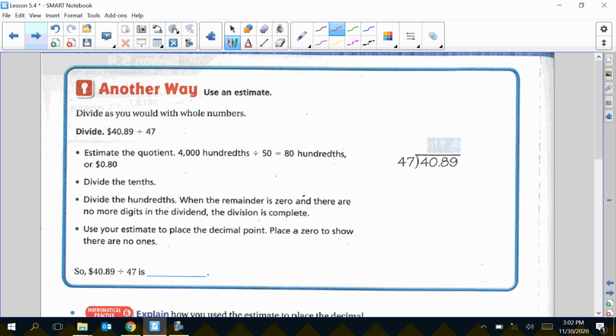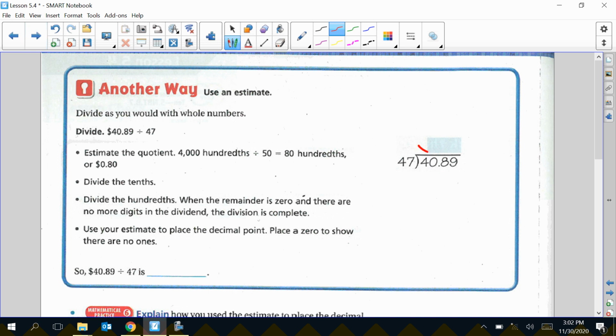When we turn to the next page, it says divide as you would with whole numbers. So we're going to divide 40 and 89 hundredths divided by 47. Now again, we're not going to worry too much about the estimate, but we are going to just go ahead and divide like it were 4,089 divided by 47. We're not going to worry about the decimal point until the very end.